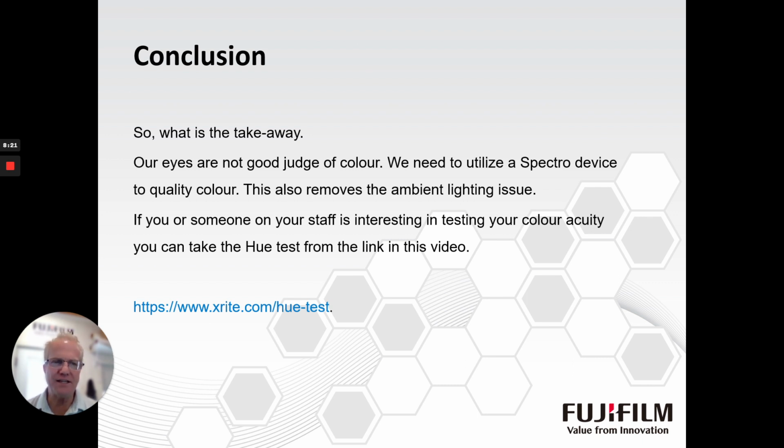There is a great test at xrite.com/hue/test that one can take. I'll put a link in this video at the end so you can take a look at that test. And what it makes you do is sort of match up colors of similar color, and it'll tell you how accurate your eyes are at seeing color. And you can do that on the screen. It works on any monitor.